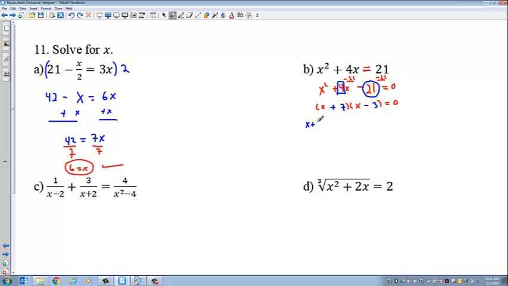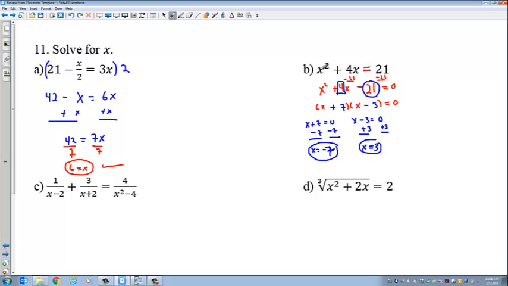And so now this times that is 0. So either x plus 7 is equal to 0, or x minus 3 is equal to 0. And so we'll subtract 7 from both sides here and get x equal to -7. We'll add 3 to both sides here and get x equal to 3. So you have two answers, x equals -7 and x equals 3.